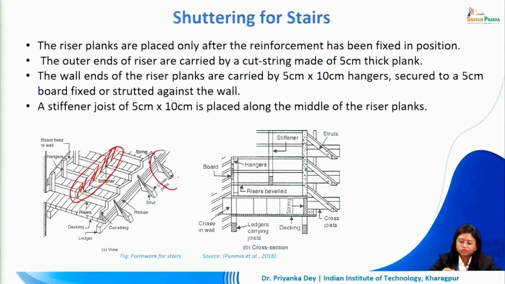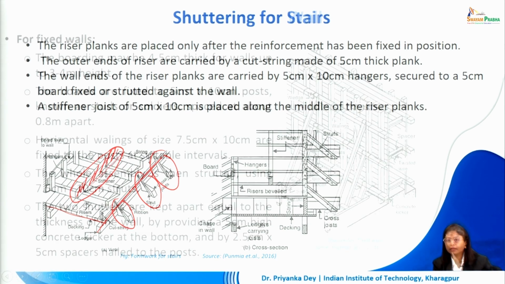So these cross joints are supporting this ribbon, this ledger, on which the decking is placed, and the risers are being created. These riser planks are also being given additional support with the stiffener placed in the middle.